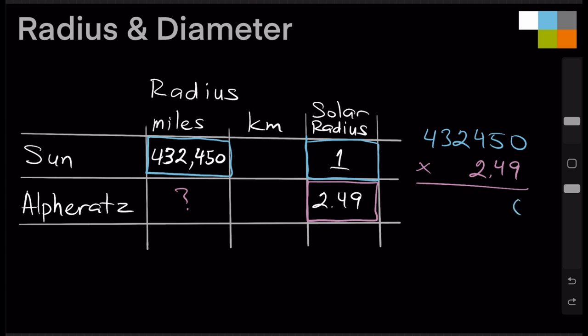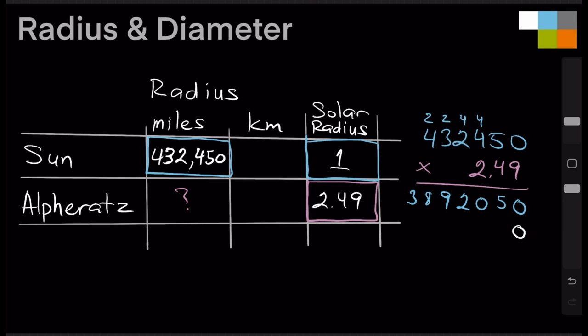Nine times 0 is 0. 9 times 5 is 45. 9 times 4 is 36, plus 4 makes 40. 9 times 2 is 18, plus 4 makes 22. 9 times 3 is 27, plus 2 makes 29. 9 times 4 is 36, plus 2 makes 38.